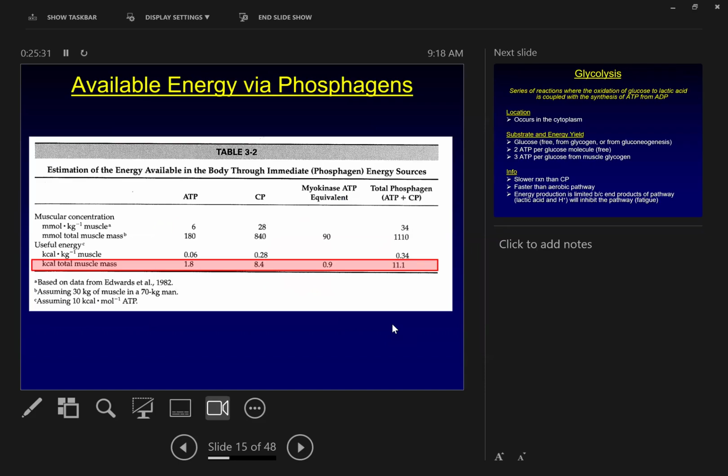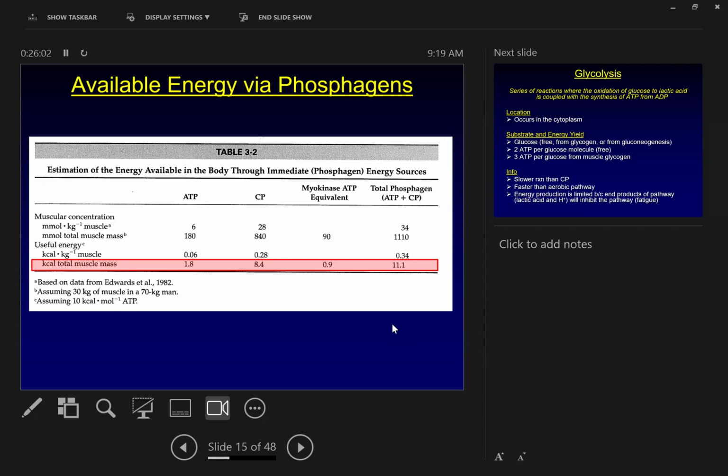Okay. Again, this is just for a relative view for you guys. You're not responsible to memorize these numbers or anything else. But this is a table trying to show the phosphagen system stores in a typical average person's skeletal muscle. Okay. And so you can see, this is in kCals for total muscle mass. Don't worry about what the units are or what that functionally means.